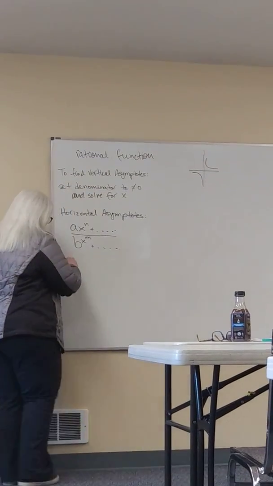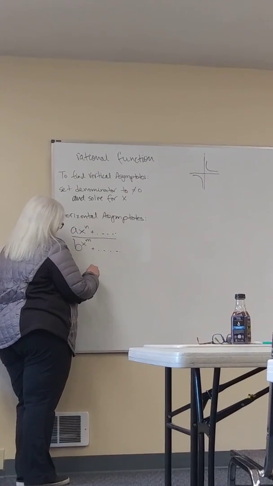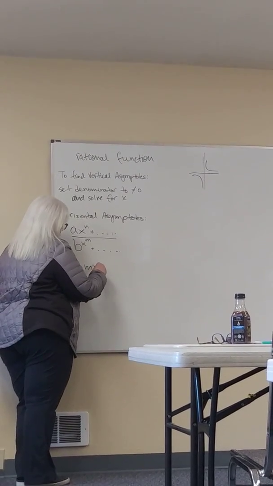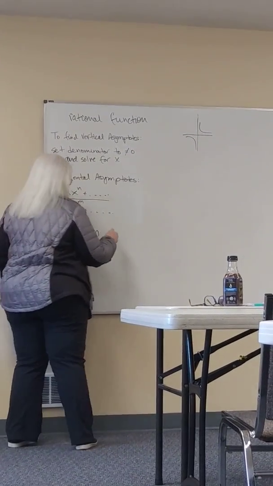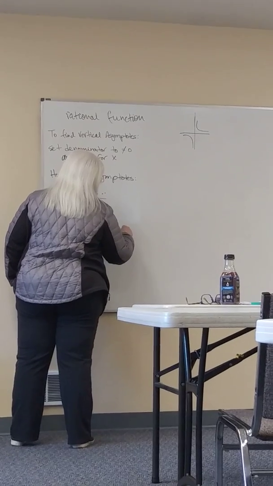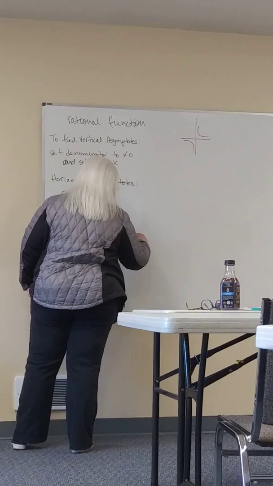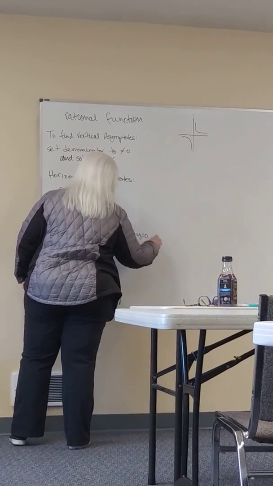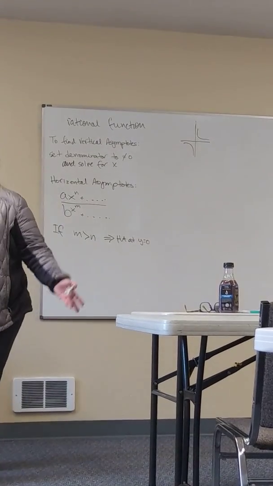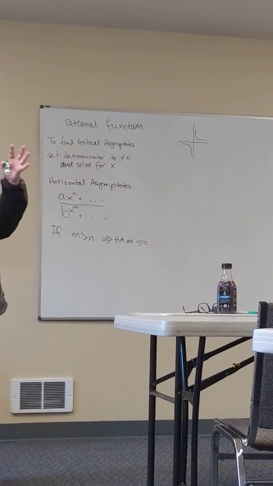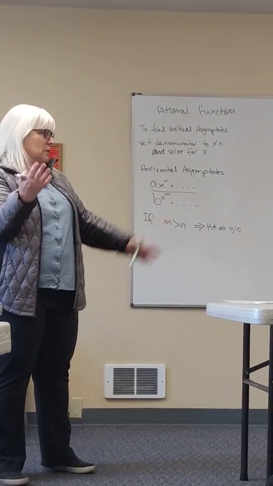So, if m is greater than n, so if the power on the bottom is greater than the power on the top, that means your horizontal asymptote is at y equals 0. That means the x-axis, unless there's a vertical shift on the end. So if you have something and then it says plus 1, figure out this and then go plus 1 to it. Okay?